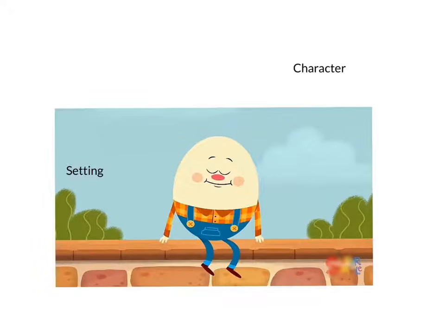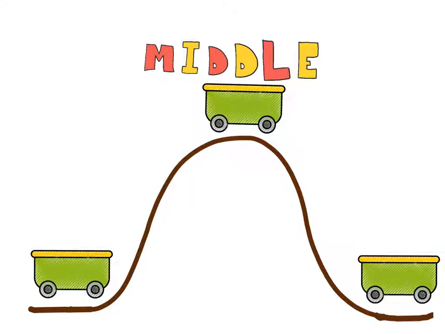The beginning of a story is when the settings and character are introduced. Our main character is Humpty Dumpty, and our setting is the wall. The middle of a story is where the plot develops and tells us what is happening. This is where the bulk of the story is and where the turning point of the story happens.